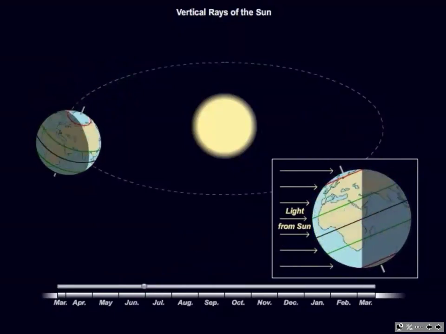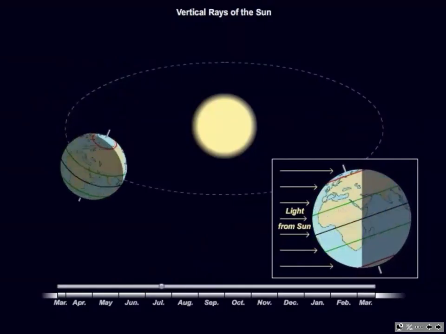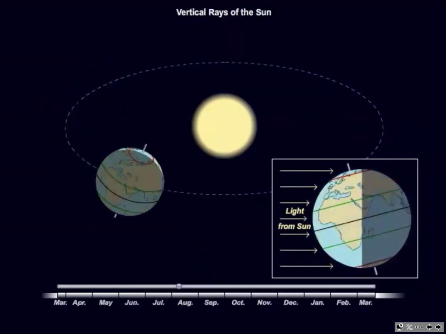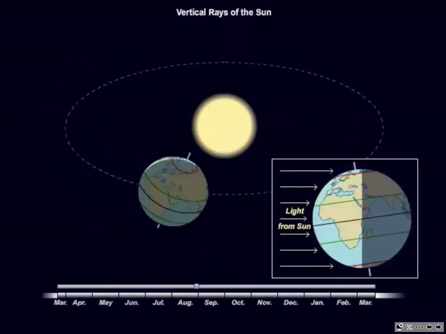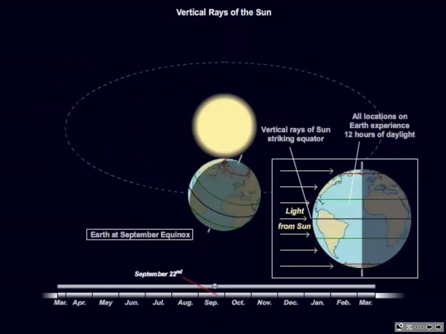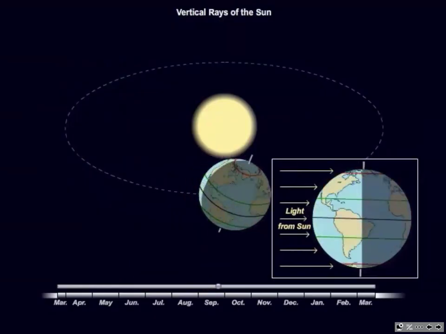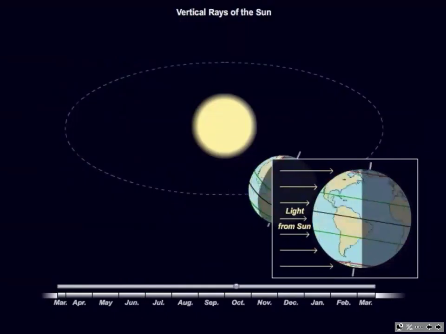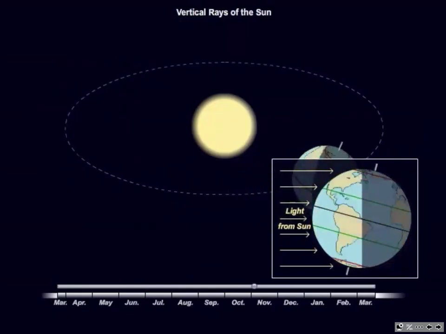On each of the 4 special days of the year, the Sun's rays are perpendicular to the Earth's surface at different latitudes. In the animation, labels appear indicating the latitude receiving the vertical rays of the Sun, as well as labels to indicate the length of day at various latitudes.